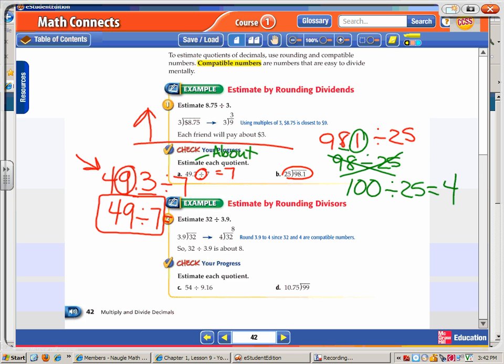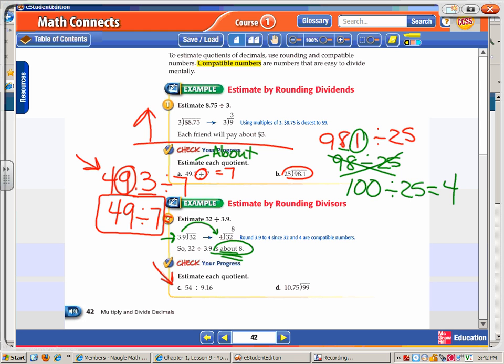Okay, moving down here, here's another example. We have 32 divided by 3 and 9/10. 3 and 9/10 rounded is going to be 4. I know that 32 is compatible with 4. 32 divided by 4 is 8. So it's about 8. Remember, we make sure that we say about because it's not exact. It's an estimate. Okay, we're going to finish off with these two practices down here, and then we'll be ready to practice together tomorrow.